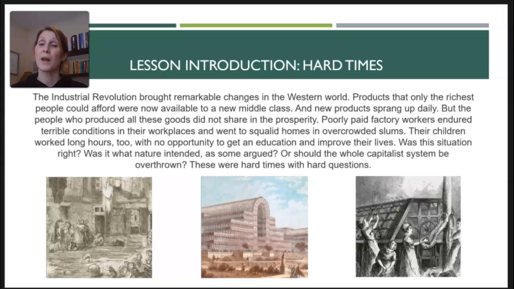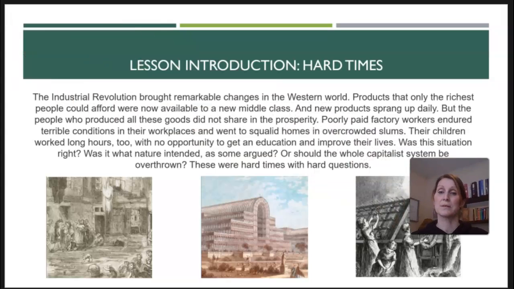Was this situation right? Was it what nature had intended, as some argued? Or should the whole capitalist system be overthrown? These were hard times with hard questions.